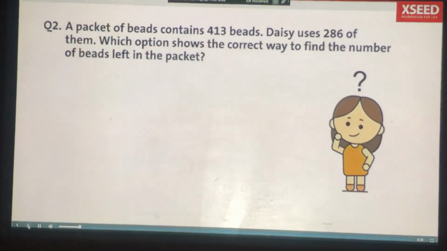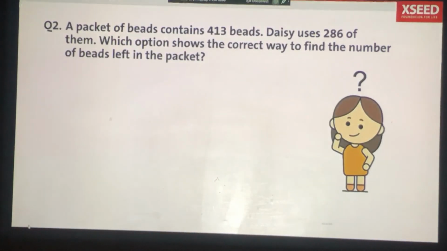Question 2. A packet of beads contains 413 beads. Daisy uses 286 of them. Which option shows the correct way to find the number of beads left in the packet?